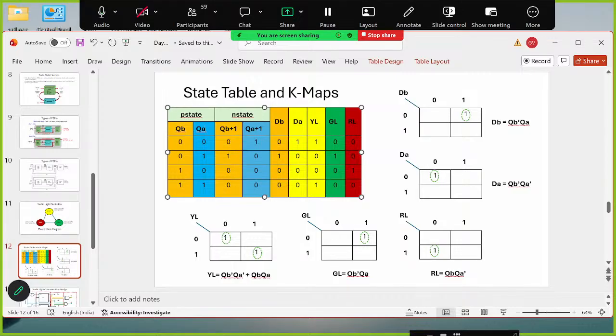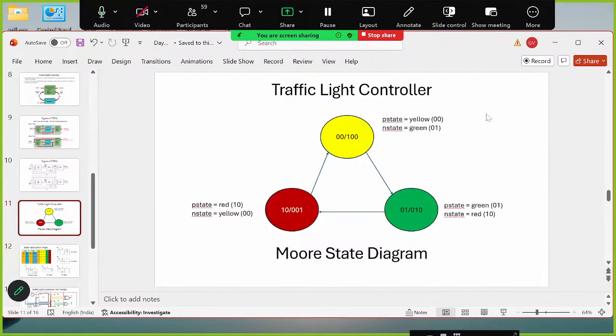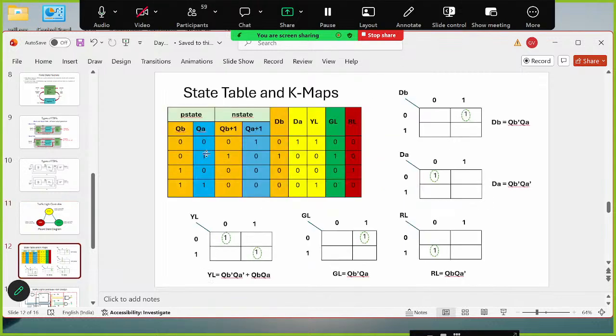So the present state of the 2 flip-flops and the next state of the same flip-flops. If the present state is 0, 0 as per the diagram, the next state would be 0, 1. So I have written the same thing, 0, 0, 0, 1. And if it is at 0, 1, the next state is 1, 0. Similarly, if it is at 1, 0, then the next state is 0, 0.